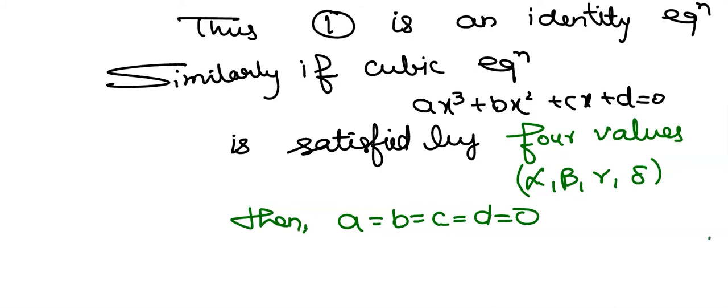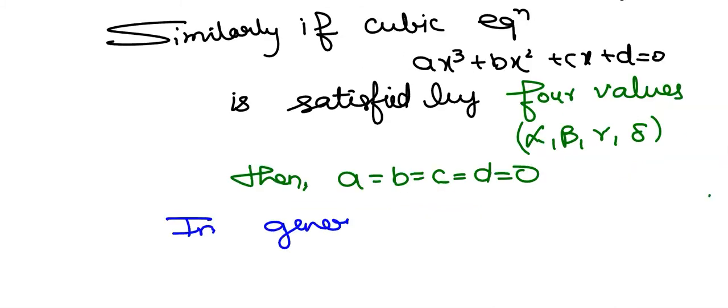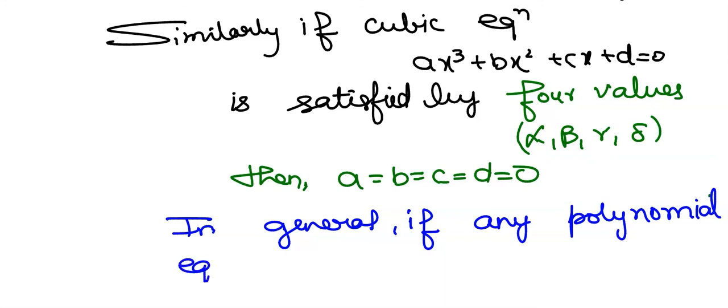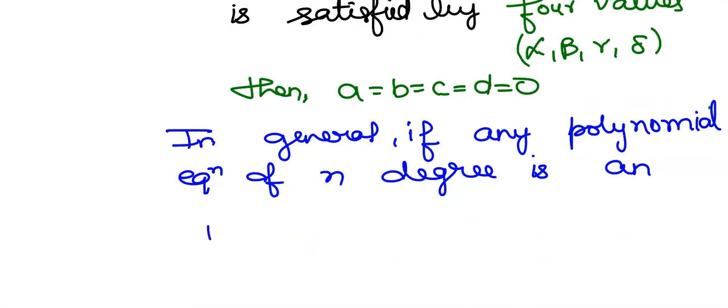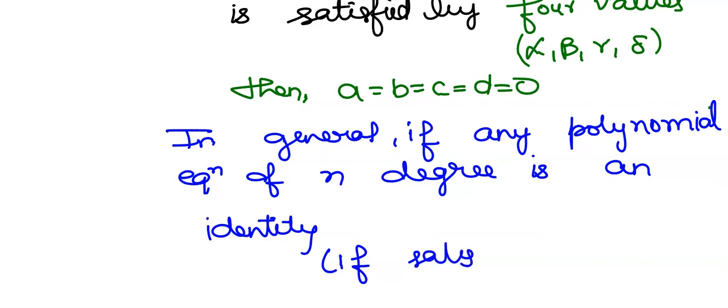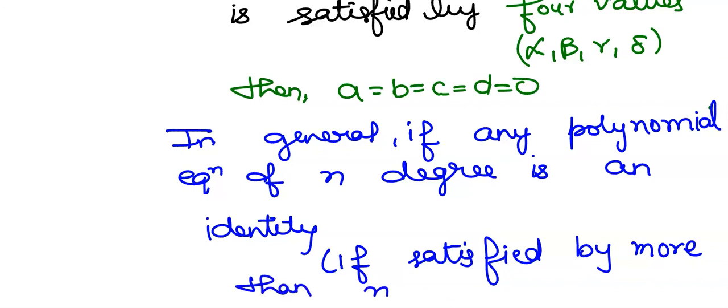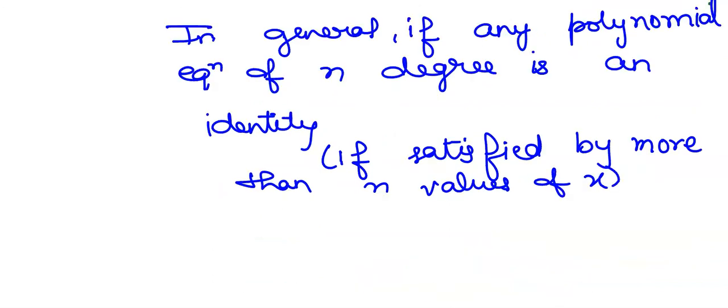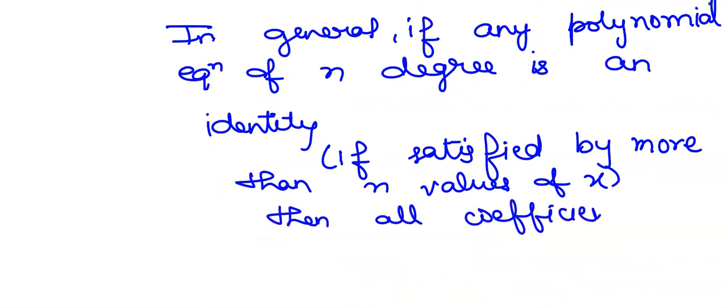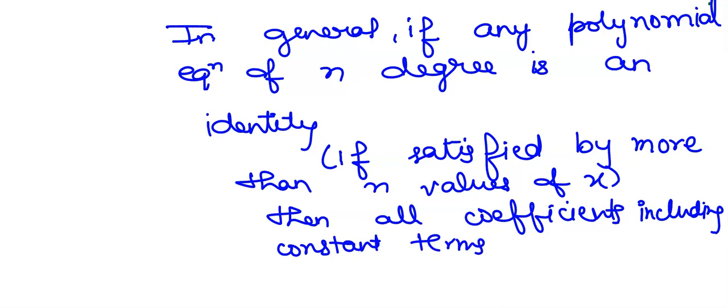In general, if any polynomial equation of n degree is an identity, that is an identity, if satisfied by more than n values of x, then all coefficients, including constant terms, are 0.